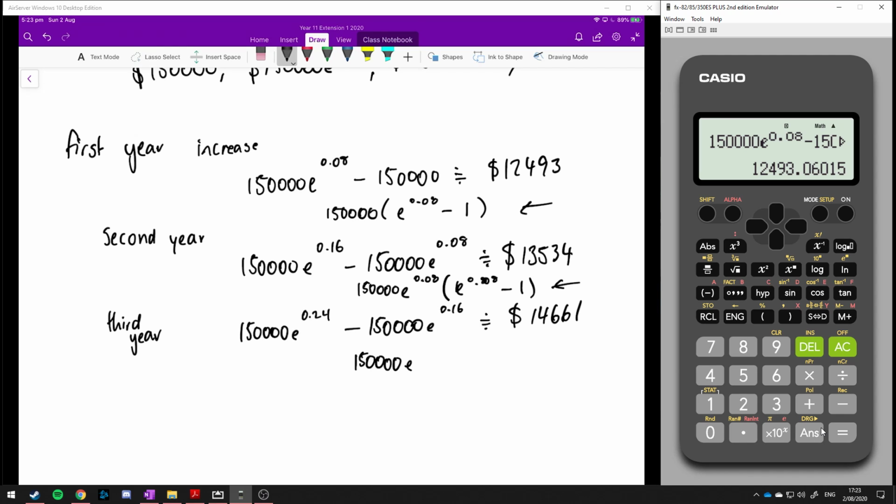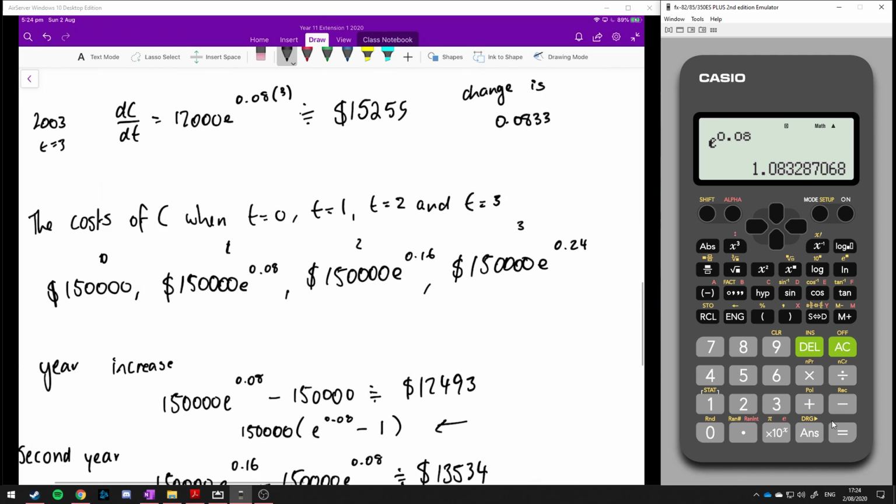And you can see how that factor is always the same throughout the whole of this, 0.08 minus 1. So again, that 0.08 is always there. So e to the 0.08 is approximately equal to 1.033. So again, it's that same value.